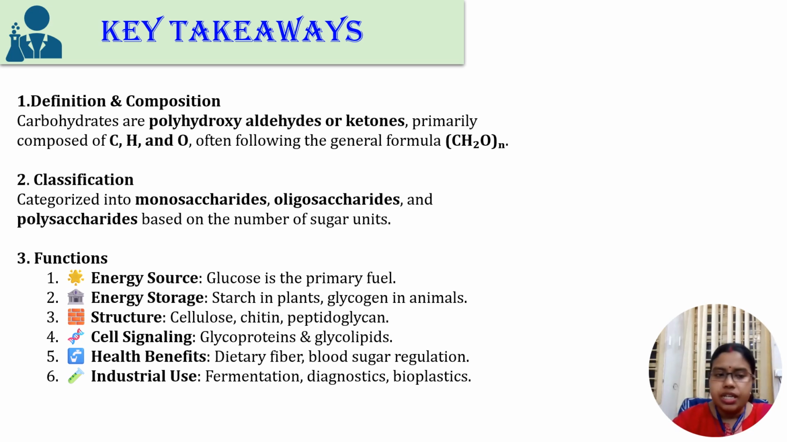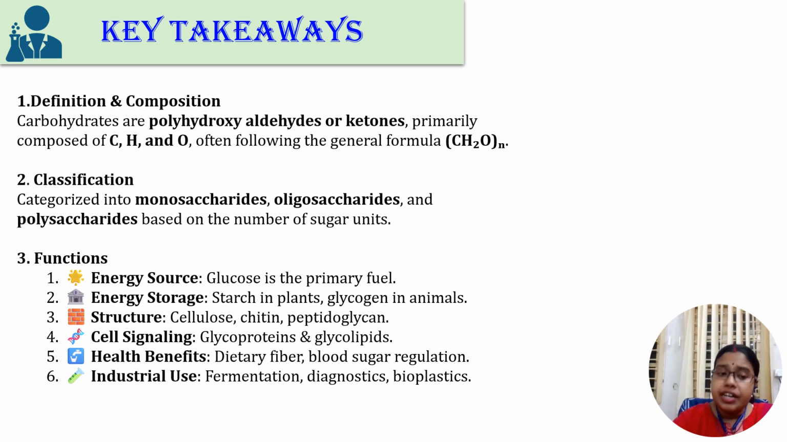For the classification, we can categorize carbohydrates into monosaccharides, disaccharides, oligosaccharides and polysaccharides based on the number of sugar units. If one saccharide unit, then mono; if 2, di; oligo is 3 to 10; and if more than 10, or n numbers, then it is a polysaccharide.